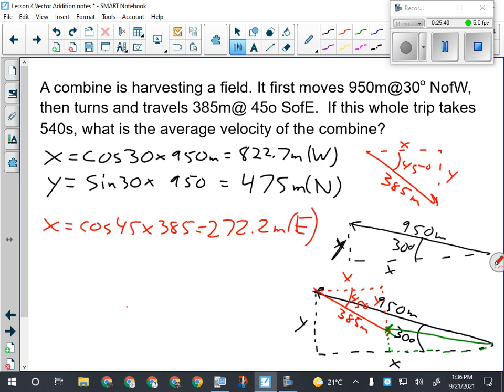Okay, and as Sydney pointed out, since this is a 45-degree angle and it splits it directly in half, the adjacent side and the opposite side are equal. So I can save myself a bunch of work and not bother calculating what the sine of 45 is, because the sine of 45 and the cos of 45 are the same number. Okay, so I can just write that y will be 272.2 meters north, or sorry, south. South, this will go south.